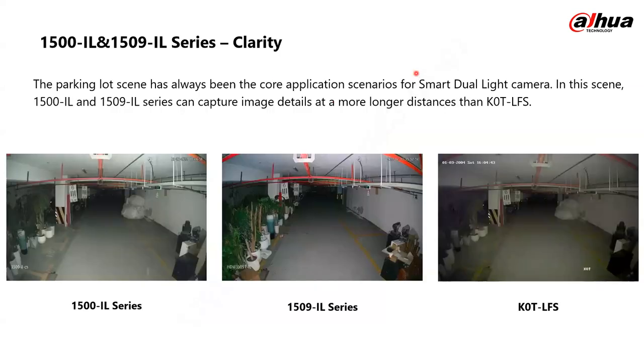So for indoors, let's say during the night, for this 1500 IL and 1509 IL, in terms of clarity and performance, you can take a look at the two. This 1500 IL and 1509 IL again. So these have two differences in terms of clarity. Same scene, but two different cameras from these two different series. For other competitors, you can take a look at this. So this product supports the 3D noise reduction. You can see the images are crystal clear. They're smooth again from both ends.